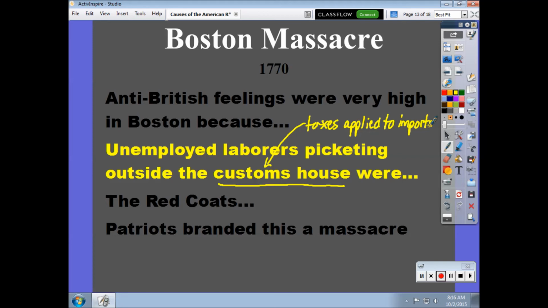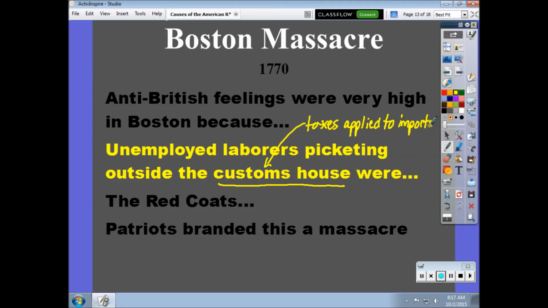And then for some reason, somebody yells fire. It's believed now that it was probably a colonist. The reason why we say that is there's no evidence that it was the redcoats that said it. But somebody yells fire, and the result is the redcoats lower their guns, they fire their guns into the crowd, and 5 people are killed. And this, of course, is branded a massacre.